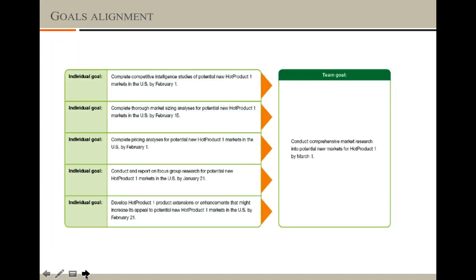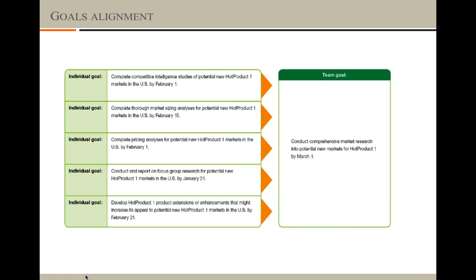Now, the goals alignment. These are the individual goals. One individual has to complete the intelligence studies of hot product 1 by February 1. The other employee has to do it by February 15. The third employee has to work on the pricing analysis by February 1st. The next one will conduct and report the focus group research. And the fifth individual will work on product extensions or enhancements for this hot product 1 by February 21st.